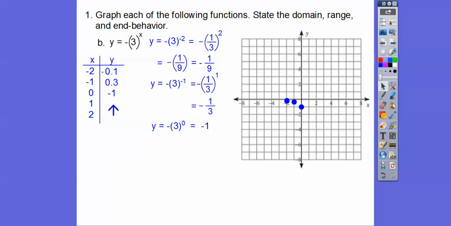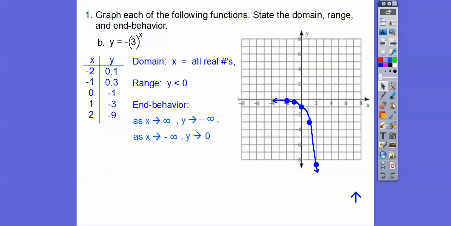Okay, so that's going to be our next point. Over 1, down 3. 3 squared is 9, but it's -9. So over 2, down 9 right there. Okay, there's our graph right there. And then let's describe our domain. It's always all real numbers on these, you guys, because it does go to the left forever, and it goes to the right. So x is all real numbers.